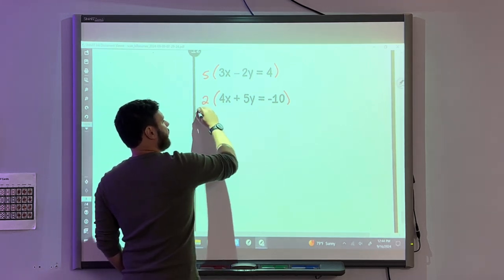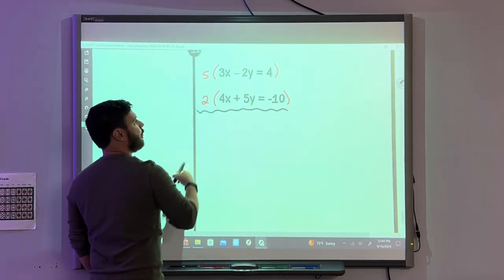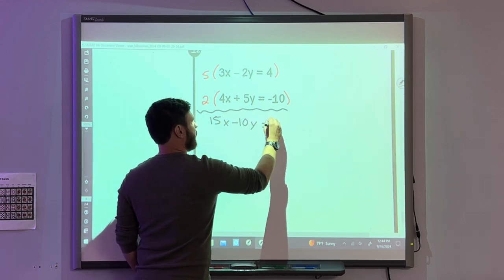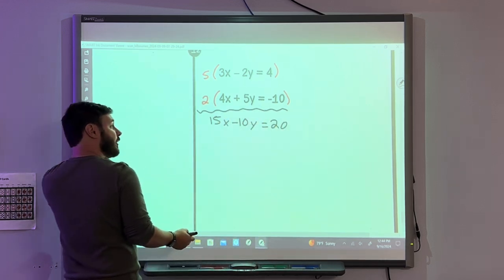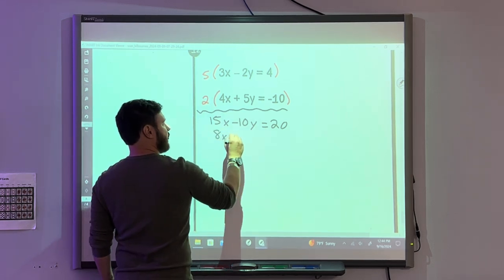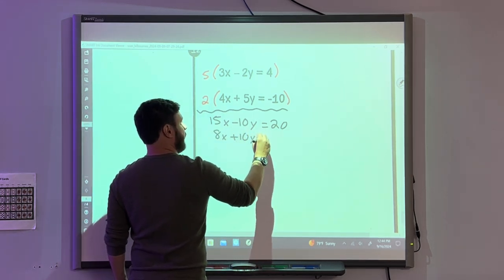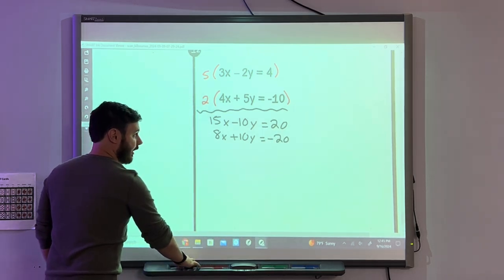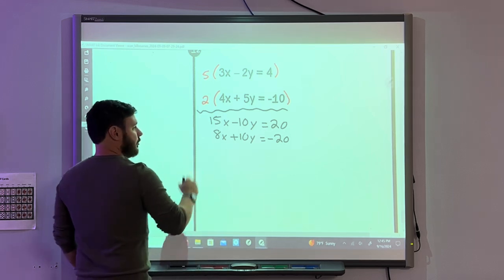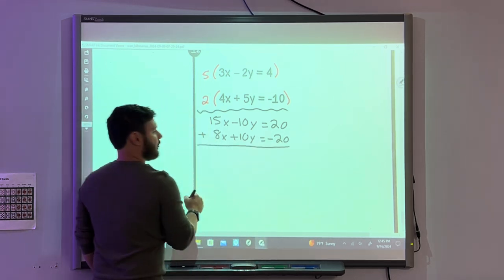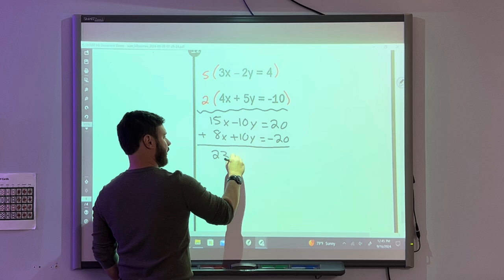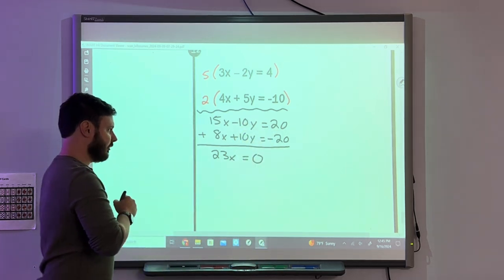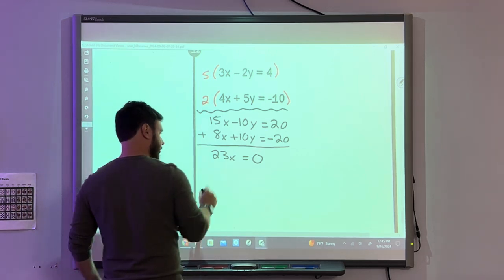Now if I rewrite both of these equations, the top one is going to turn into 15x minus 10y equals 20. And the bottom one will transform into 8x plus 10y equals negative 20. Something interesting is going to happen here, but that's okay. Let's do our addition problem and combine this. 23x, y's cancel. 20 take away 20 is 0. You might think you've done something wrong, but that's actually okay.